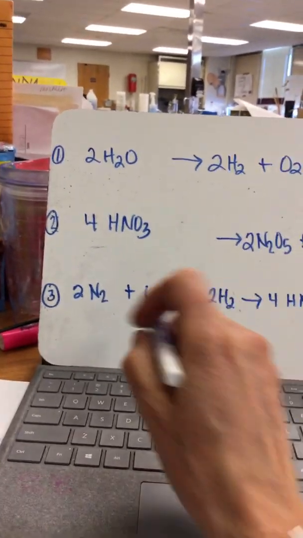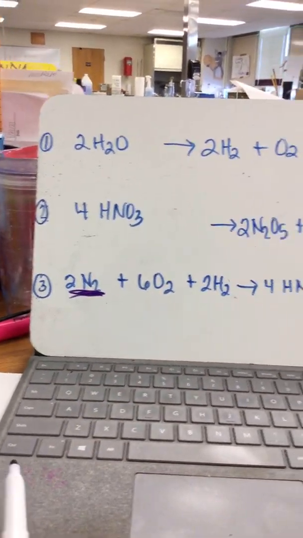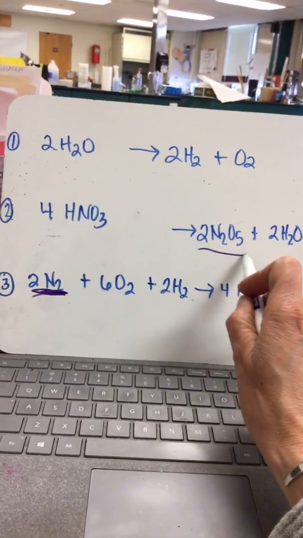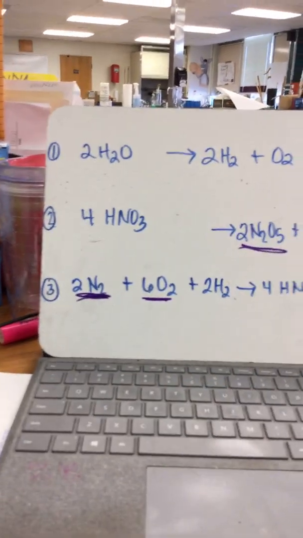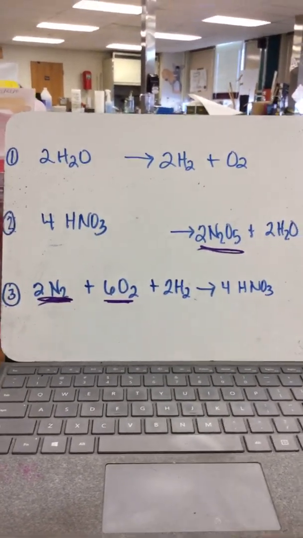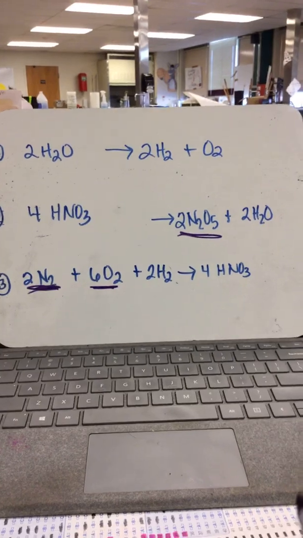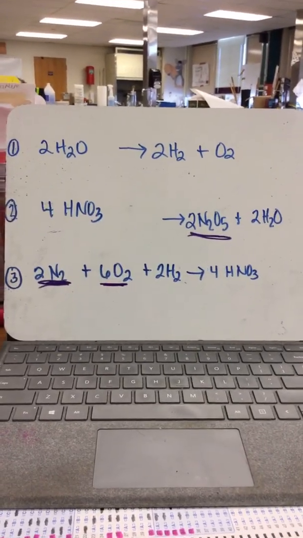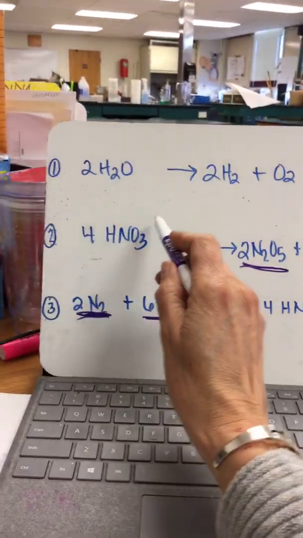We're going to underline the things we needed. We needed 2 N2s. We needed 2 of these N2O5s. We needed some oxygens. And I think that's all we needed. Those were the 3 things we needed. So we're going to look at other things to cancel out now. Okay, let's cancel some things out. Anything that's not underlined should most likely cancel out.